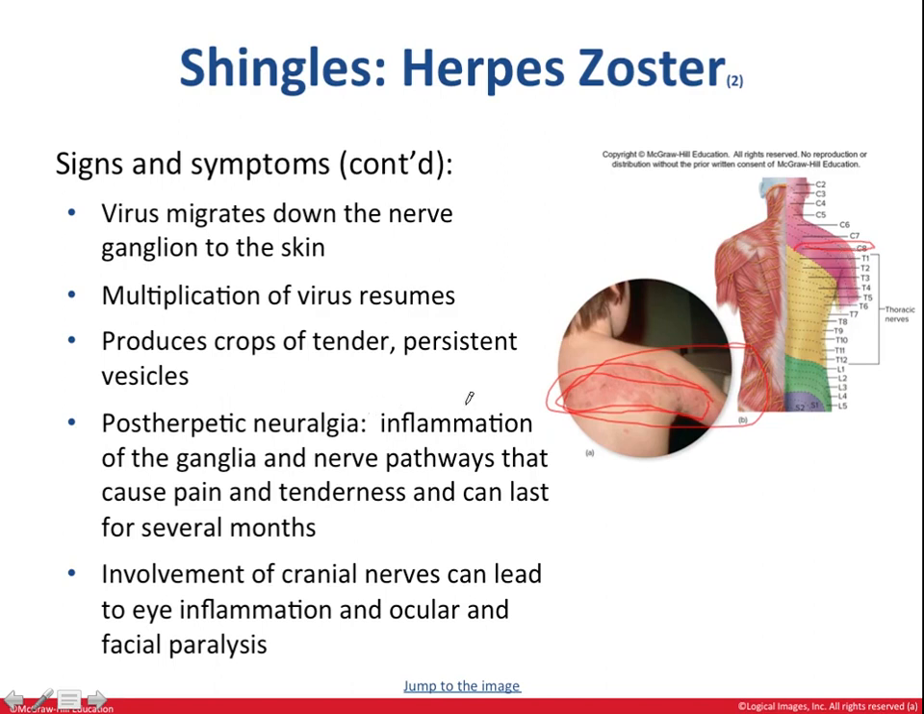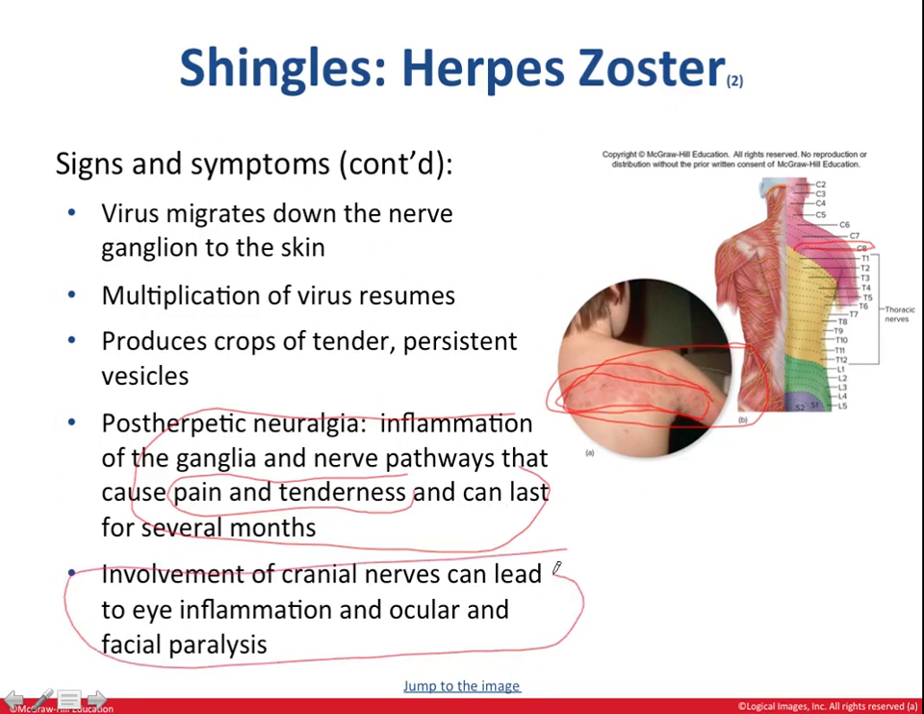It can cause postherpetic neuralgia. It's very painful. It can cause pain and tenderness that can last for several months. If the virus involves cranial nerves 2 and 3, it can cause ocular inflammation and facial paralysis.